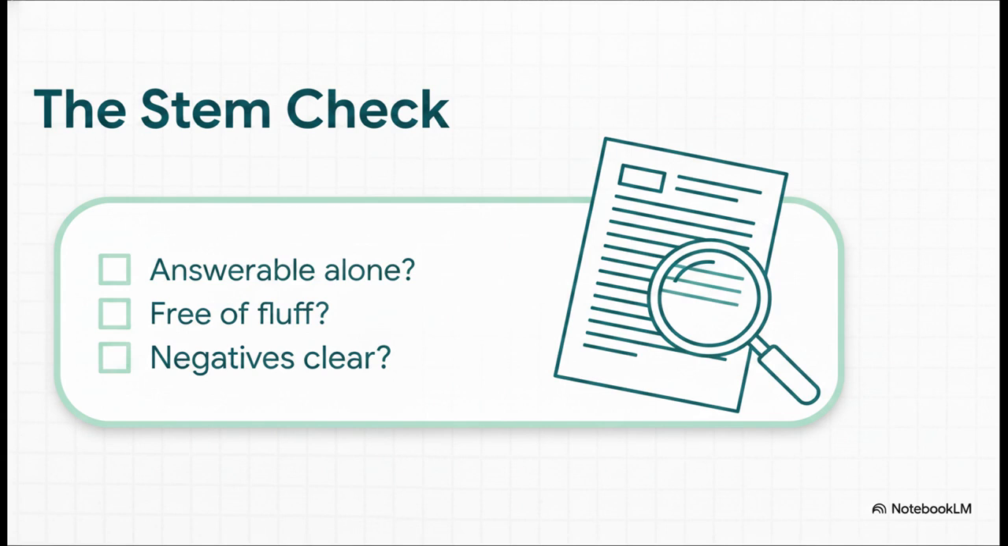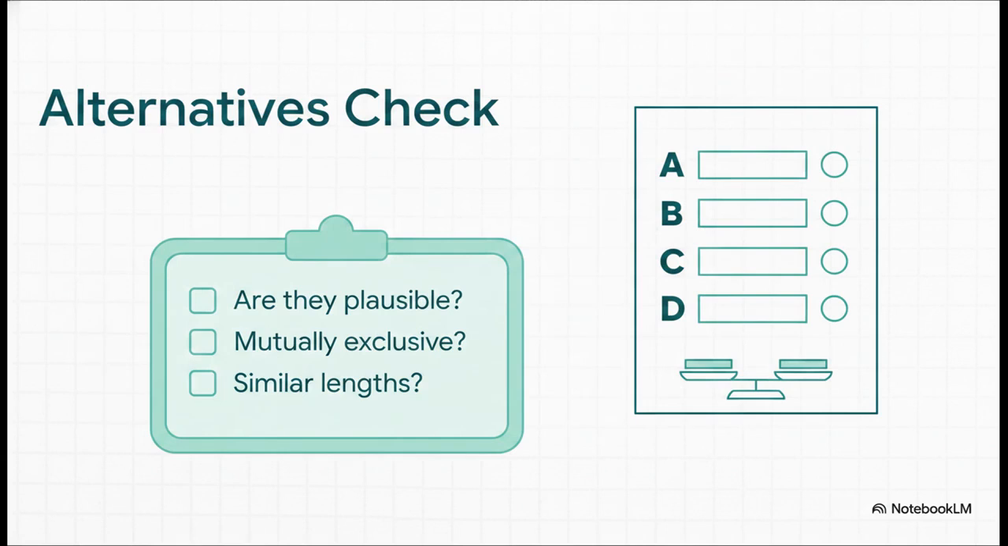Next, run the alternatives check. Ask yourself, are your distractors doing the heavy lifting? Meaning, are they truly plausible to an unprepared student? Are your options mutually exclusive with zero overlap? And are they similar in length so you don't accidentally give away the key? Have you completely eliminated all of the above and none of the above? And finally, do a significant portion of your questions test actual application or analysis rather than just basic recall?